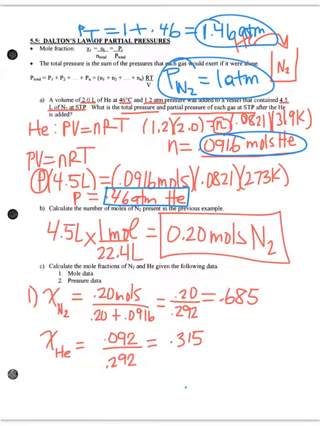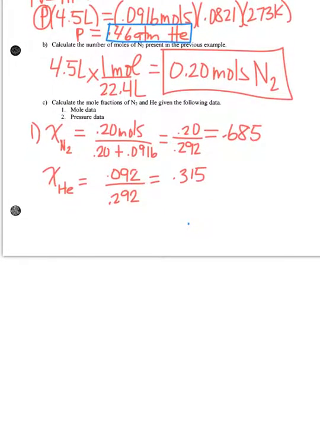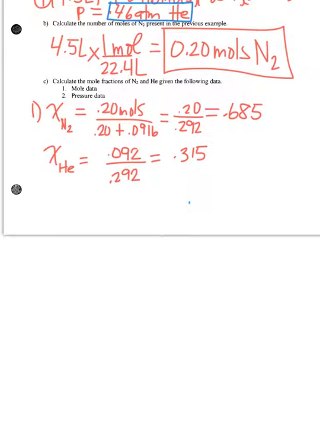Now what we're going to do is solve the mole fractions using the pressure data. So this is a different method. So let's do this one in a different color, in blue pen. All right, so then the mole fraction of nitrogen, so part over whole. If you look at the previous problem, what was the pressure of nitrogen? Well, if you remember, the pressure of nitrogen was 1 atm. So 1 goes on top over the total pressure.